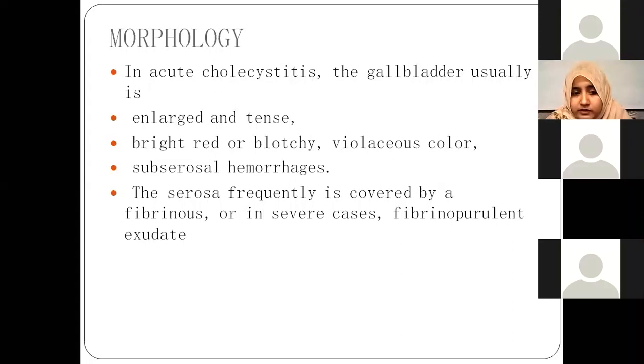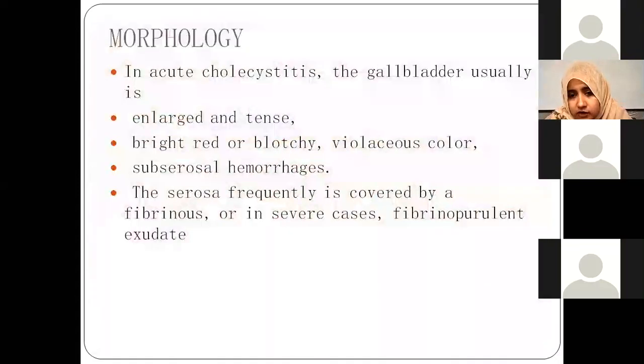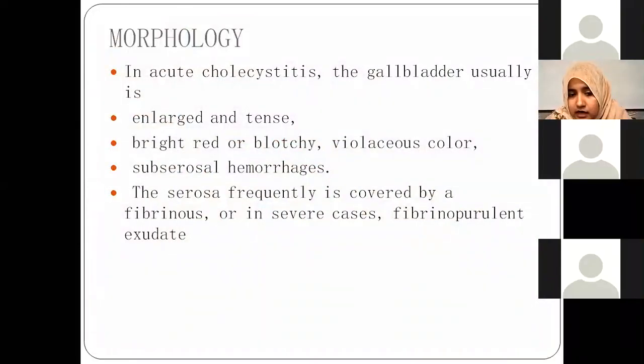So now we will discuss what the morphology is. The ultimate outcome is that the patient is advised cholecystectomy, removal of the gallbladder. So when you open up, it will look like this. Upon visualizing this structure, a surgeon can say it's an acute cholecystitis. Why? Because it is tense, enlarged, bright red or blotchy or violaceous in color.